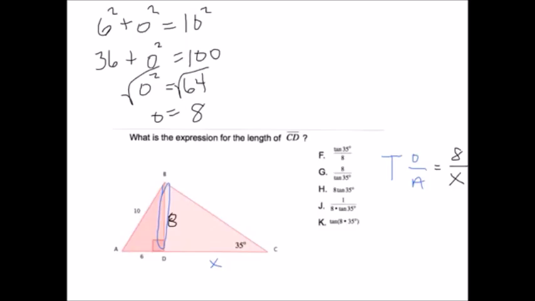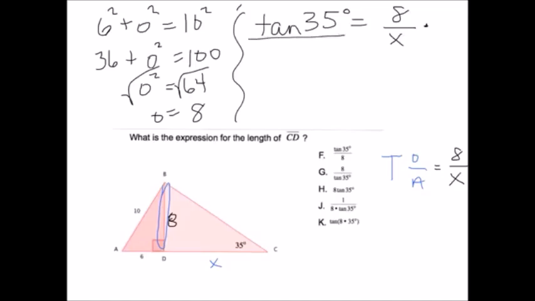We know that the tangent of 35 degrees equals opposite over adjacent, or 8 over X, what we're looking for. Now we want to solve for X because our question is asking us that. What's the expression for X, the length of CD? So let's multiply both sides. Let's actually cross multiply. That might be easier.